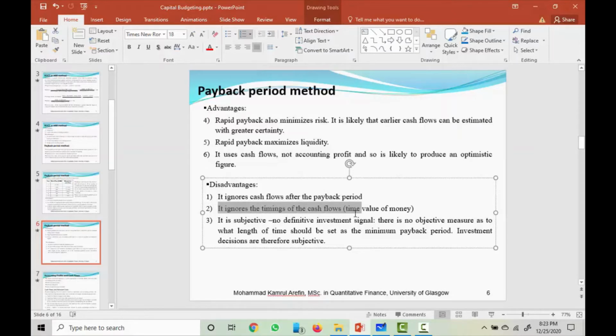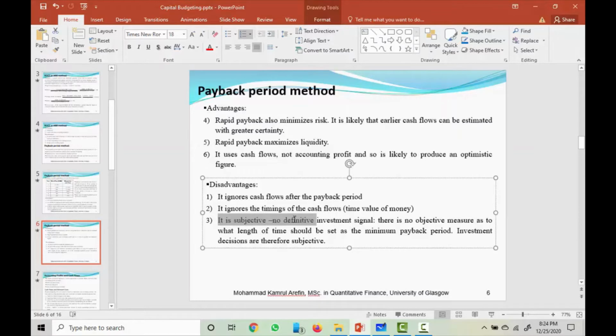It ignores the timing of cash flows. Well, as I said, it fails to consider time value of money. So time value of money is not considered. Because of that, this method can be easily used by anyone. To evaluate a project using this method, you do not need financial literacy. Anyone can easily calculate payback period.